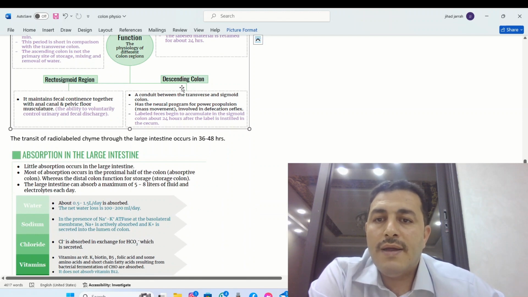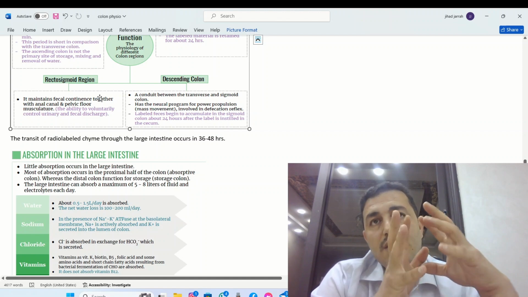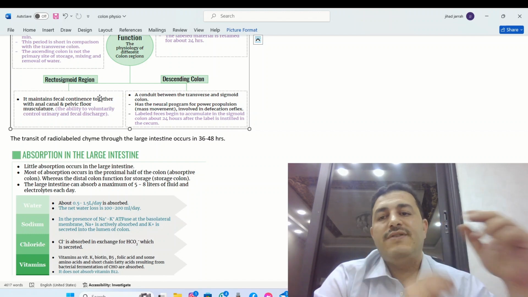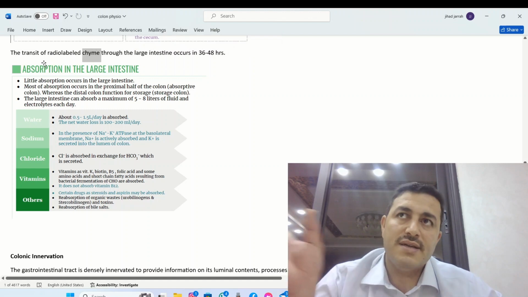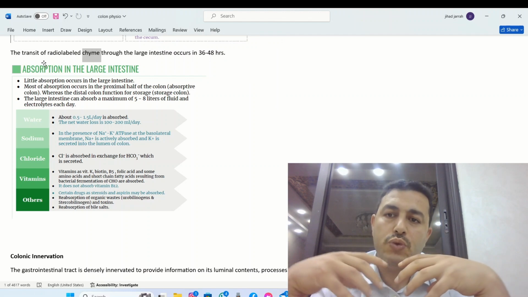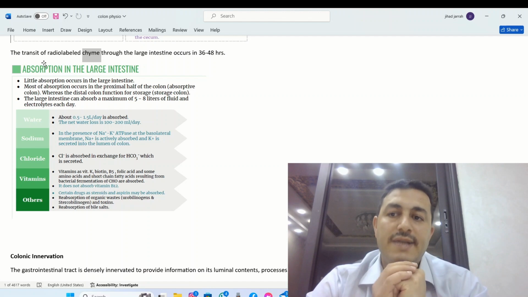The descending colon is a conduit between the transverse and the sigmoid. In the rectosigmoid colon, we start to talk about continence, to maintain fecal continence. The rectosigmoid physiology we will highlight when we talk about the rectoanal physiology. You can see here that from when the food enters the cecum until it leaves the sigmoid colon, it needs about 2 days.